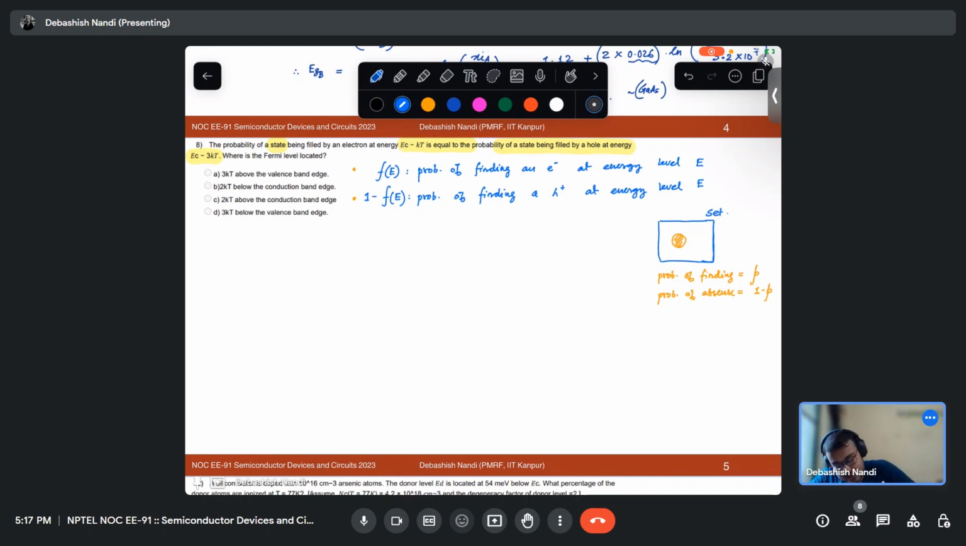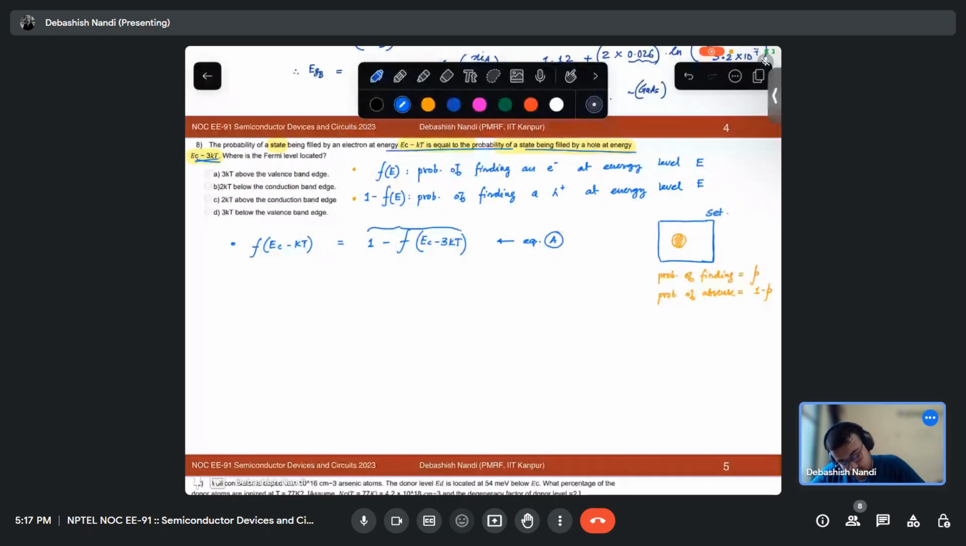So what are they telling? They are telling that the probability of finding an electron at an energy level EC minus KT is equal to the probability of finding a hole at energy level EC minus 3KT. How many of you have any difficulty understanding that the statement in the question is the same as what I have written in this equation? Let's say this is equation A. Did you get it? How I write this question?